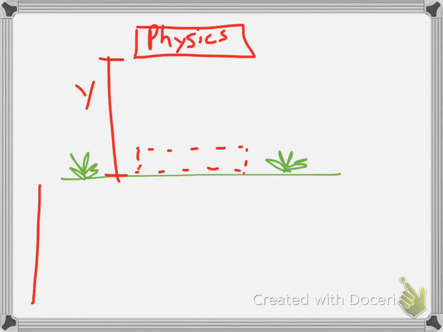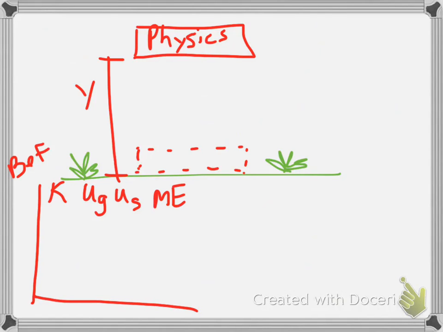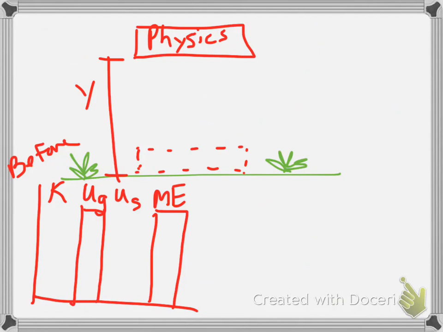So what if we did our energy bar charts for something like this? We have lots of different choices ahead of us, and this is our before look. What kind of energy do we have before we let this thing go? We know we have all of it as mechanical, since there's nothing else we've been talking about outside of that. And it turns out that all of it is also gravitational potential.